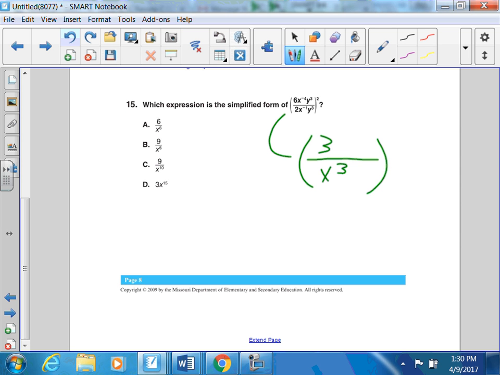And then inside the parentheses, the y to the third and the y to the third cancel out. So they're gone. And then I square this. If you have that, 3 squared is 9. And if you take x to the third squared, you're going to get x to the 6th. That's another way you could have done it. Either way, B is your answer.